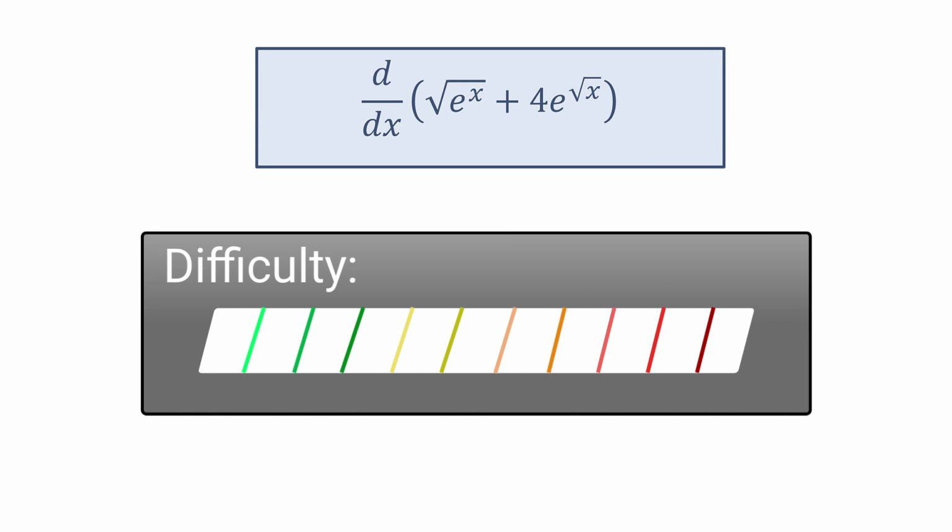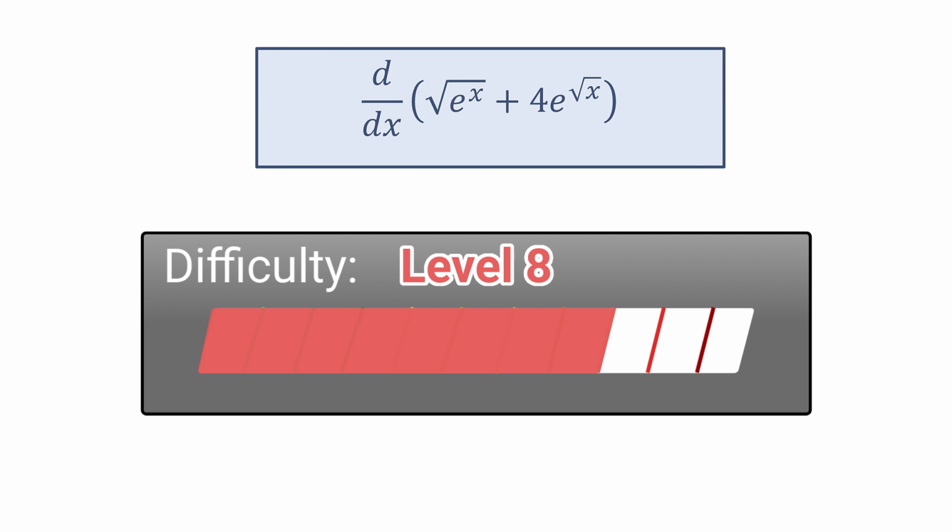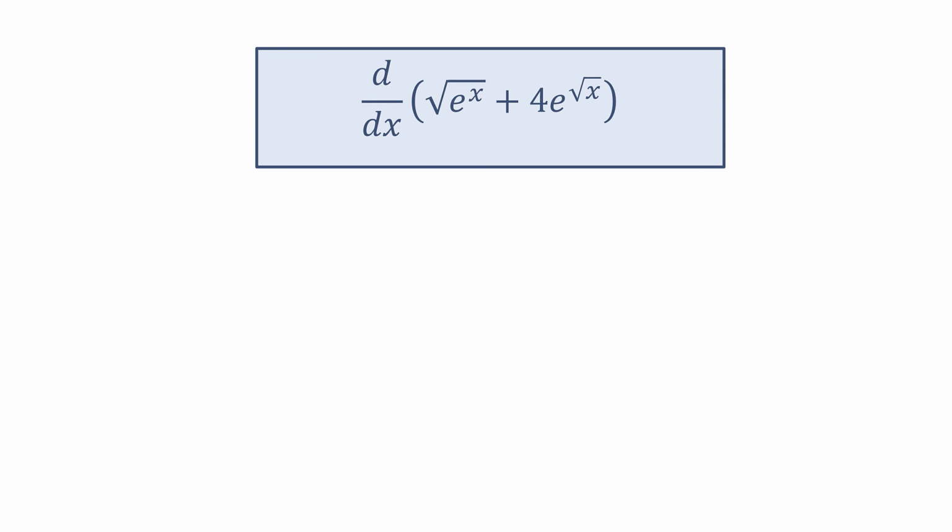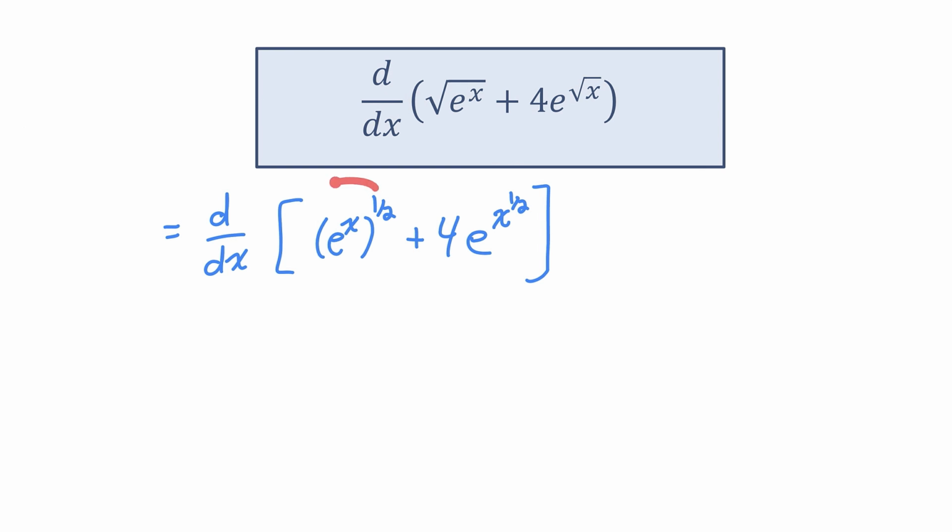Derivative number 8. Before I differentiate, let me start by rewriting those terms. The square root of e to the power of x, I could rewrite that as e to the power of x to the power of a half, plus 4 multiplied by e to the power of x to the half. So this first term, I can use the exponent rule that tells me I could just multiply those exponents together.